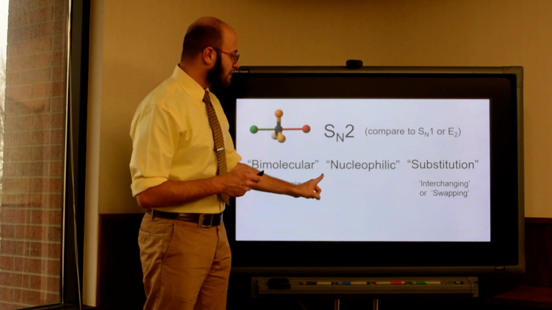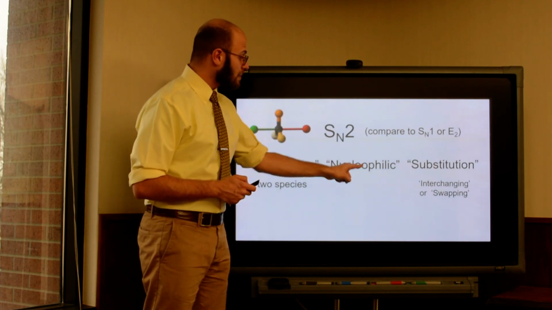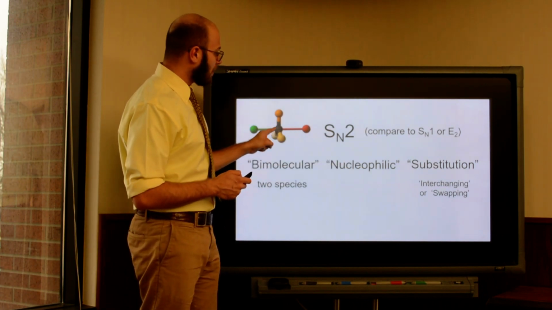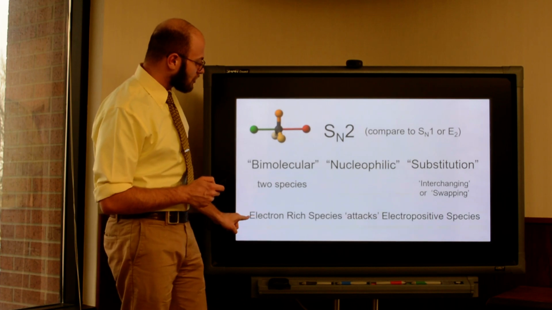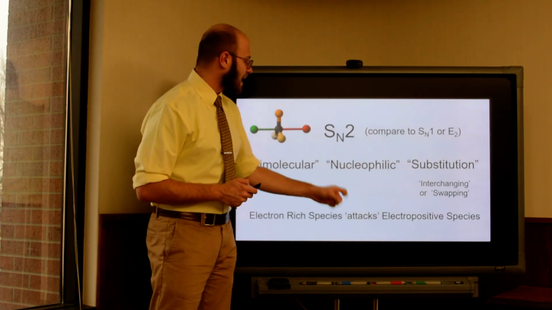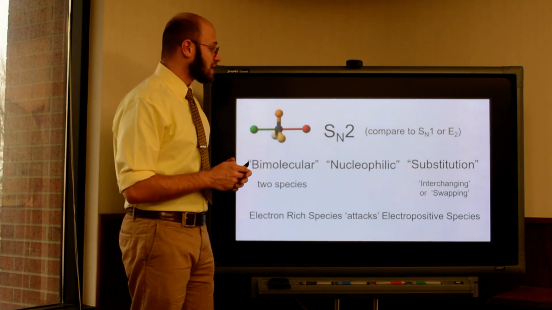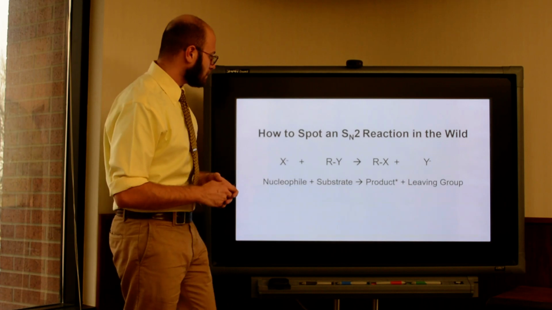Next we have the idea of the nucleophile, right? Phile meaning love, nucleo meaning nucleus here, so that would be the carbon. And the idea here is that an electron-rich species, or our nucleophile, is going to attack that center carbon here that's relatively positive. So now let's see what this looks like in terms of a reaction.